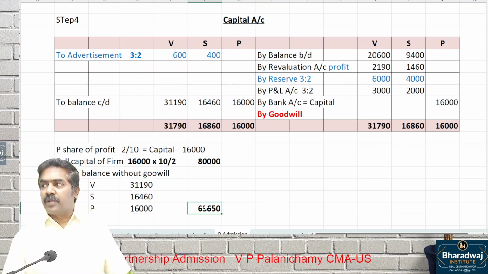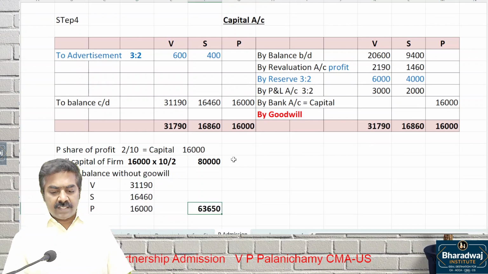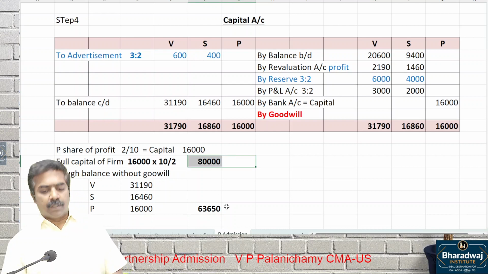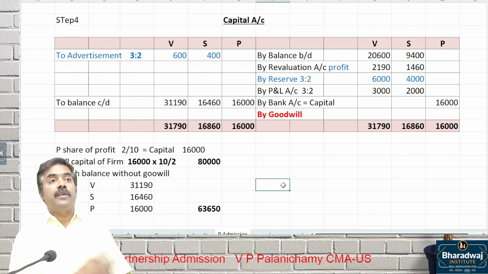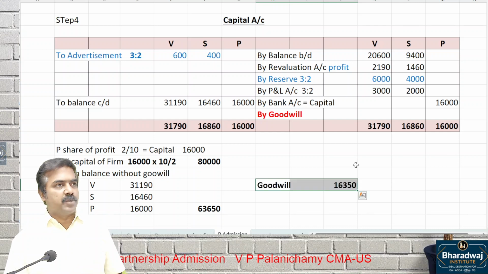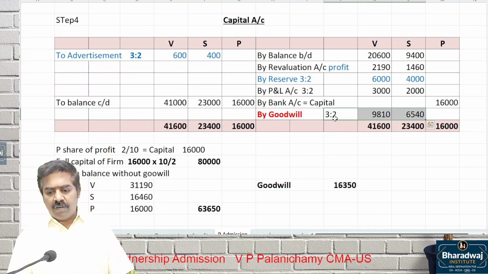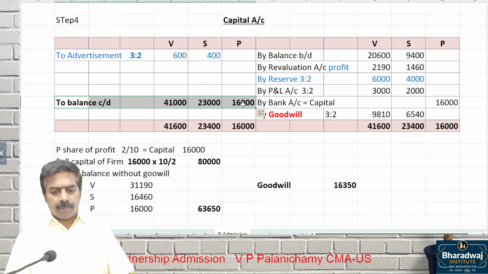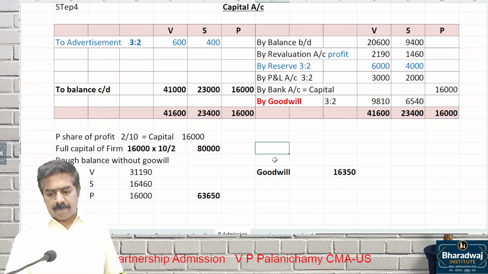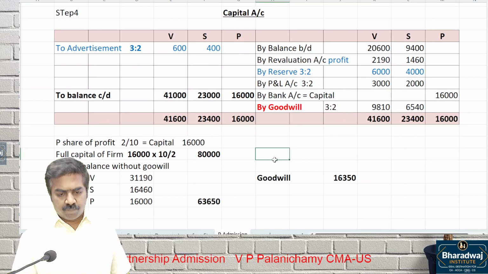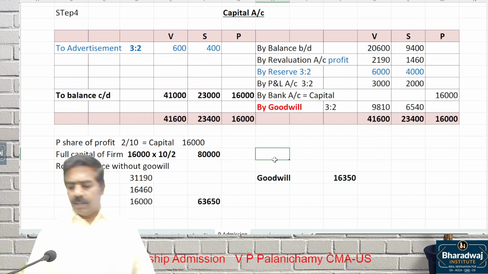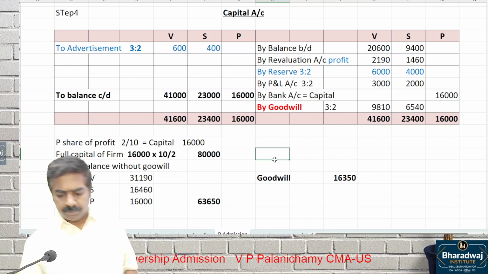We get 63,650. Based on P's capital, if I work out 80,000, actual capital is only what? 63,650. Why are you bringing more? For which one? Goodwill. That goodwill will be shared in which ratio? 3:2 ratio. Now you work out the balance. If you add up, you will get how much? 80,000. Take this up. Then we have to prepare the balance sheet. Take it up.